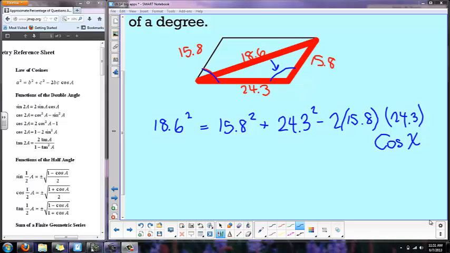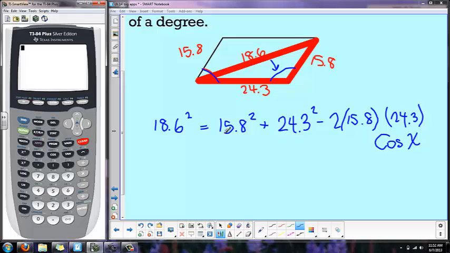Okay, so let's keep working where we left off. We know all of the sides of a triangle, so we're going to use law of cosines to solve for the missing angle. These are the questions that we don't like because it takes multiple steps in our calculator to solve it.